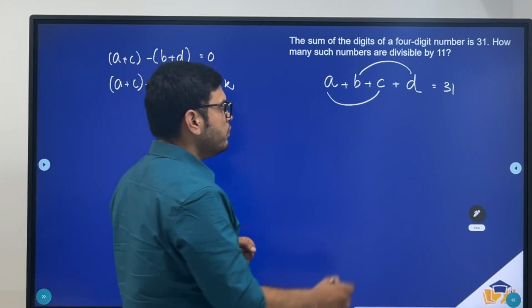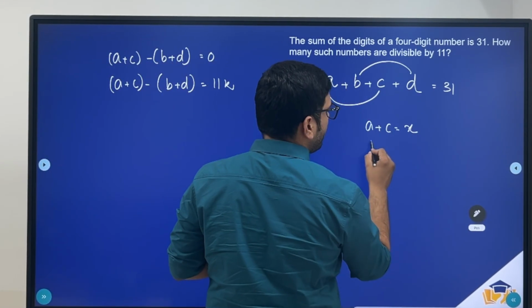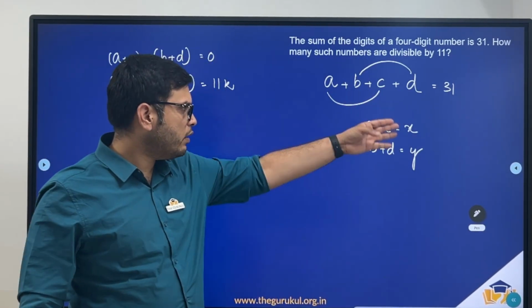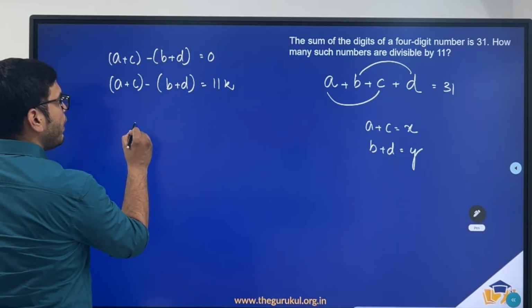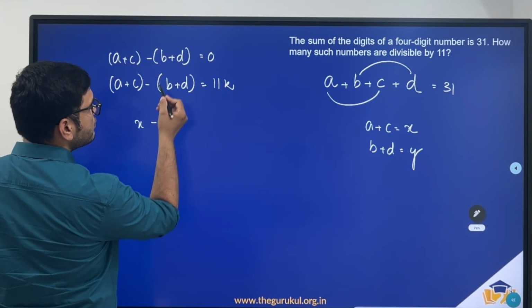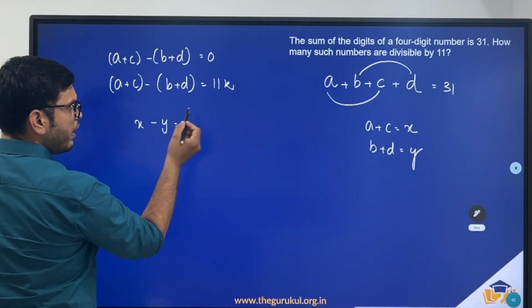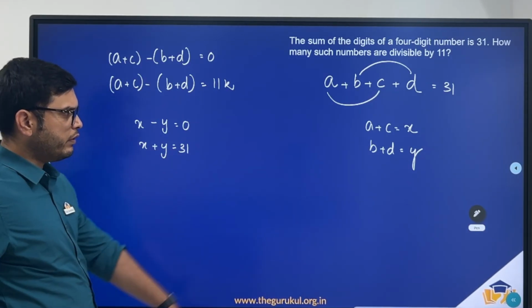Now let me consider A plus C is equal to X and B plus D is equal to Y. A and C are digits. Similarly, B and D are digits. So we have X minus Y is equal to 0, and X plus Y is equal to 31.